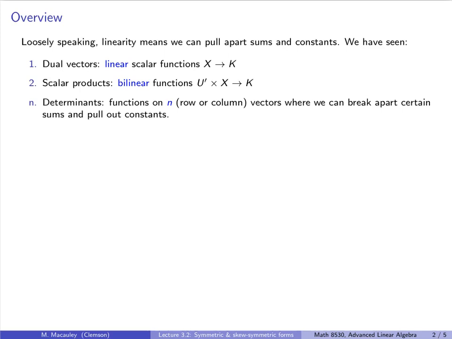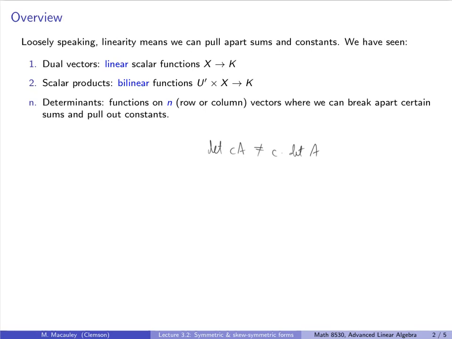Determinants are things that you've hopefully seen in your undergraduate class, but these are functions. They can be thought of as functions on n vectors, either row or column vectors, where we can break apart certain sums and pull out constants. Now we can't just pull out constants any way we want to. It's not true that the determinant of C times A is equal to C times the determinant of A, but we know that we can pull apart constants from individual columns. So once again, all of these involve some linearity.